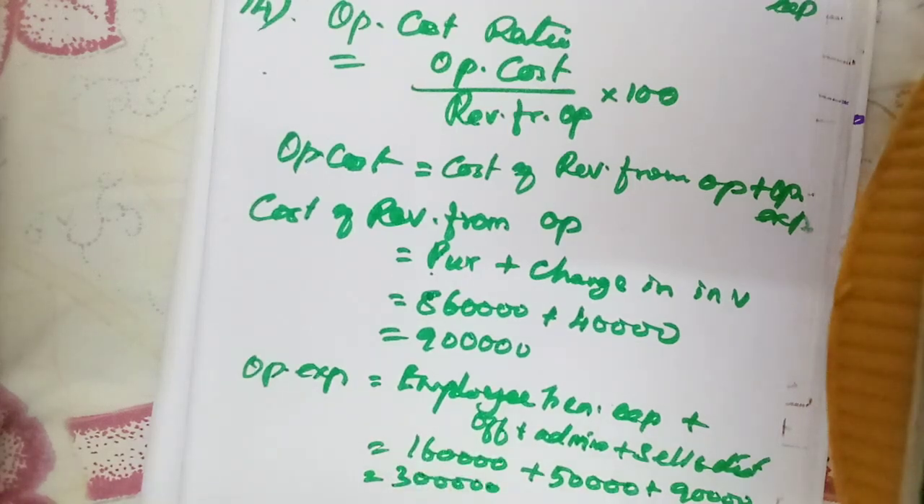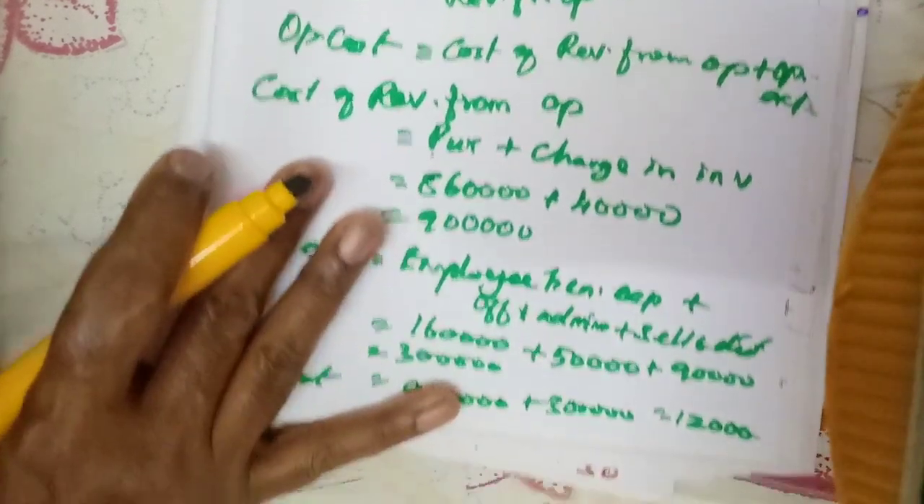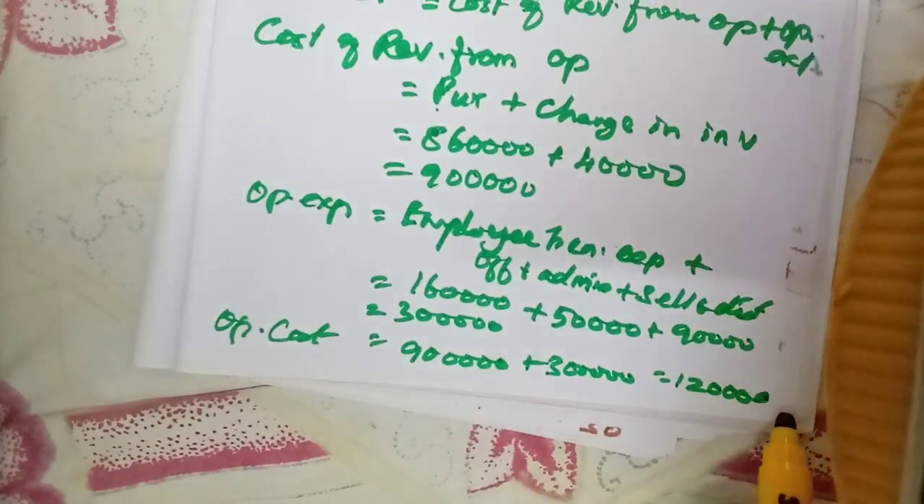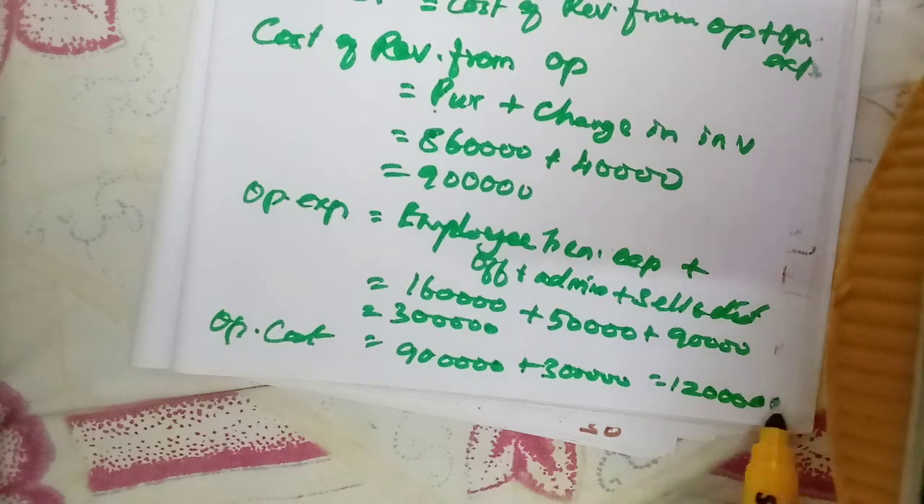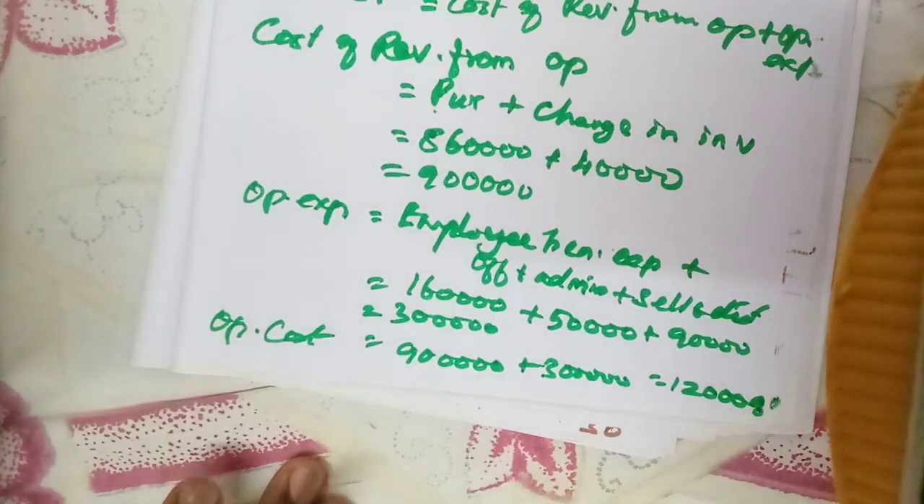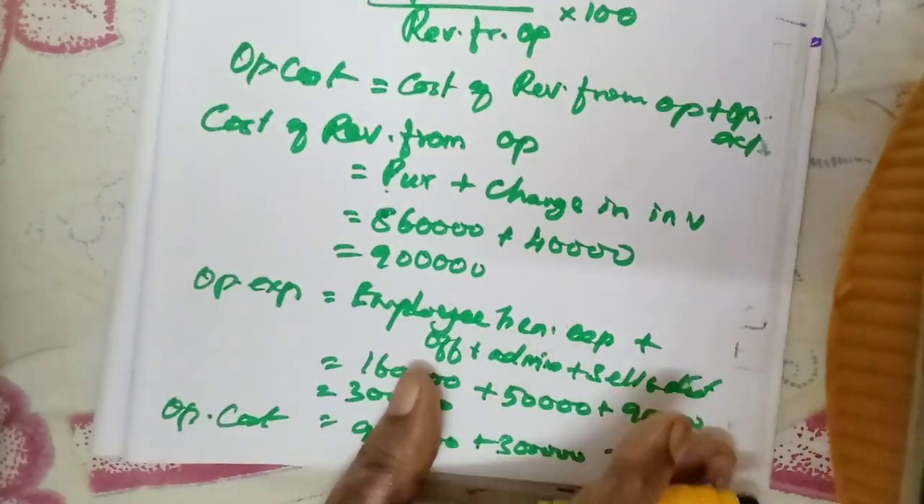Okay, so now the cost of revenue from operation is given as 9 lakh. Operating expenses are 3 lakh. So we can calculate the operating cost, which is equal to 9 lakh plus 3 lakh. How much? 12 lakh. Okay, 12 lakh.